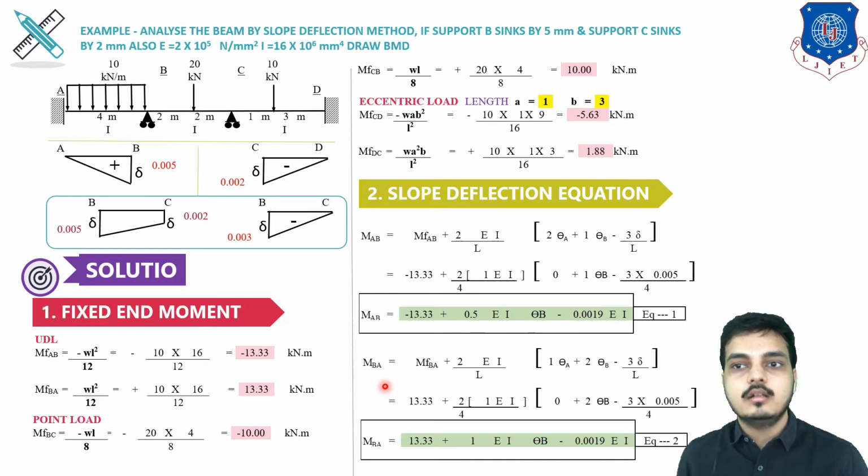Similarly for M_BA we have to keep theta B as unknown and delta as a value. What delta value has to be kept? Which we put for AB, similarly for BA we have to put this 0.005. After solving this, we will be getting 13.33 plus 1 EI theta B, because as per formula now it will be 2, so 2 multiplied by 0.5 will be 1, minus 0.0019 EI as it is. So this was our step number 2, first part. Next we have to do the BC span and the CD span as well.